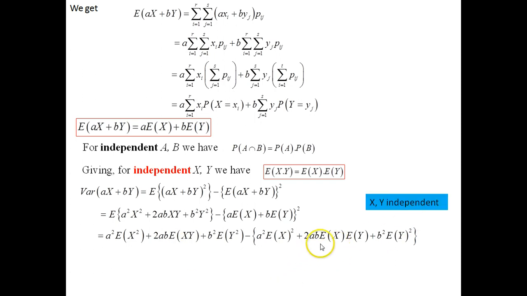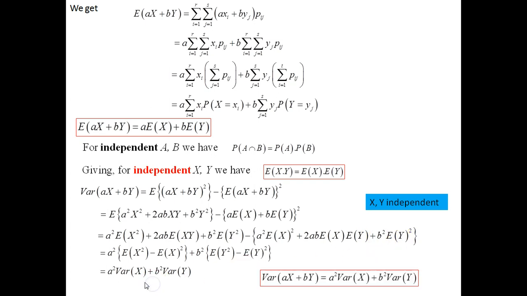We can do that as they're independent, and we are left with a squared E of x squared minus a squared, taking the a squared out, E of x all squared, plus b squared E of y squared minus the b squared, take it out, E of y all squared, giving us a squared times the variance of x plus b squared times the variance of y. That's the variance of y, that's the variance of x.